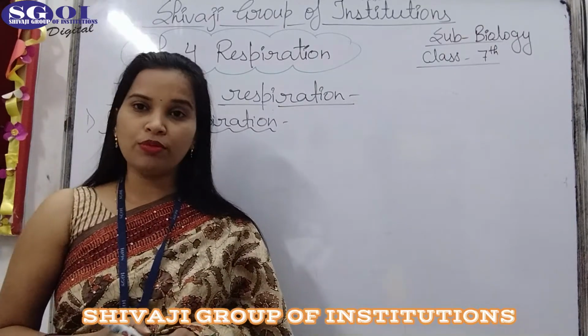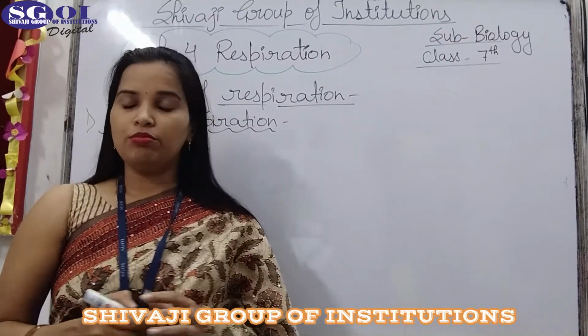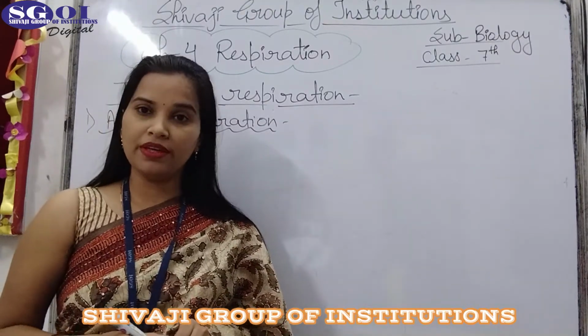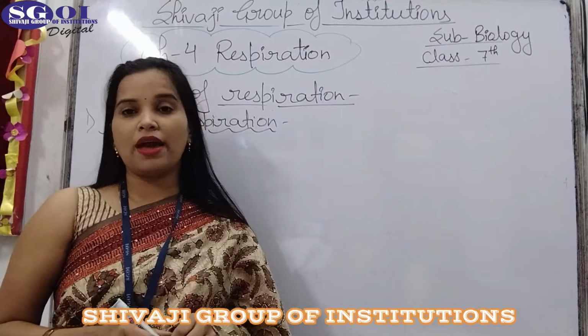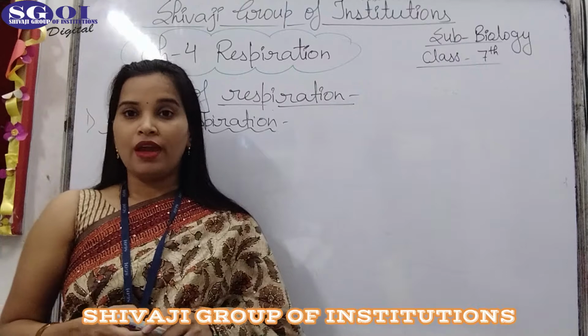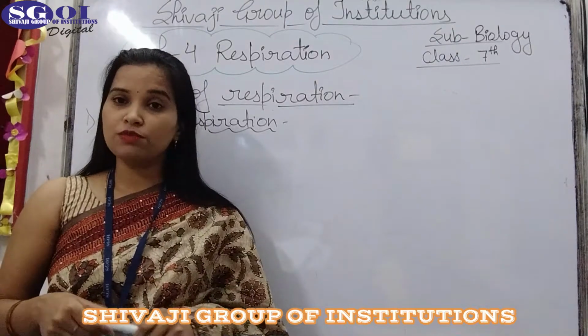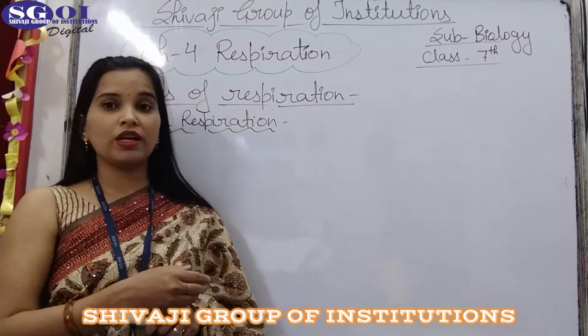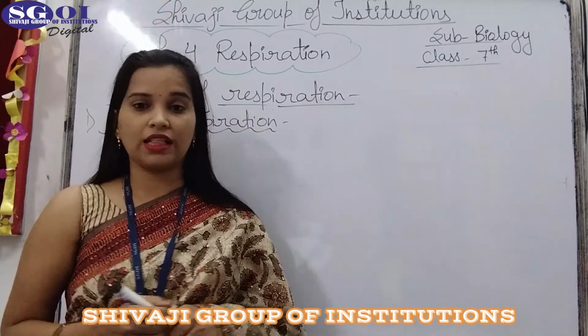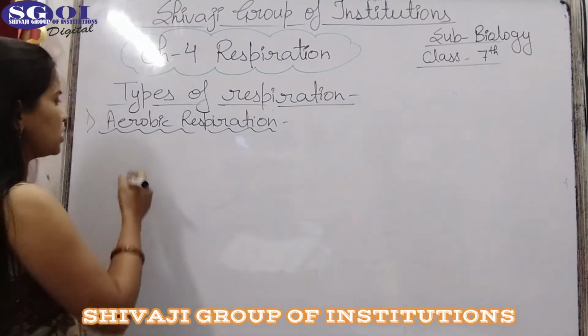This is a common process, which means most of the animals, human beings and green plants respire aerobically. It is the most common method of respiration. And the organisms which respire aerobically are called aerobes. उन organism को हम क्या बोलते हैं? Aerobes कहते हैं. So what is the reaction of aerobic respiration?